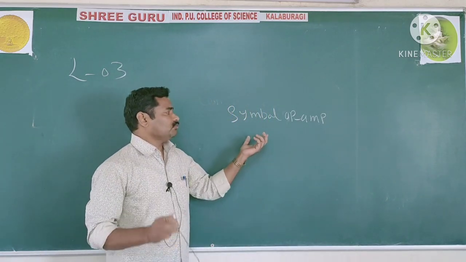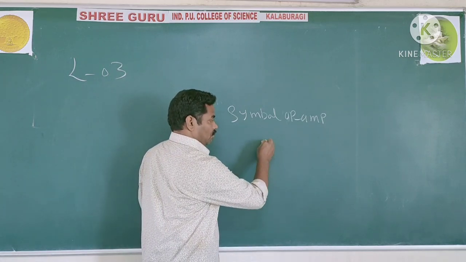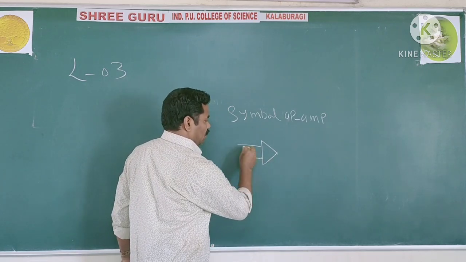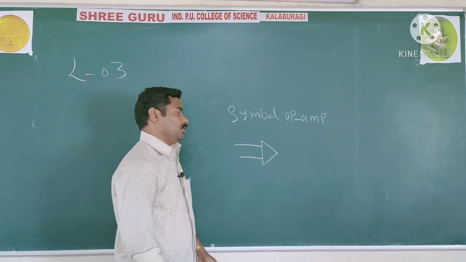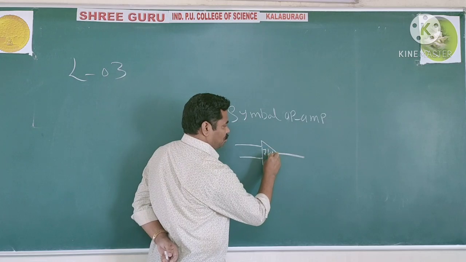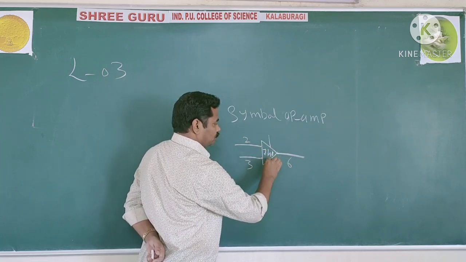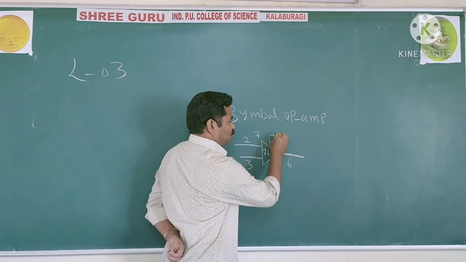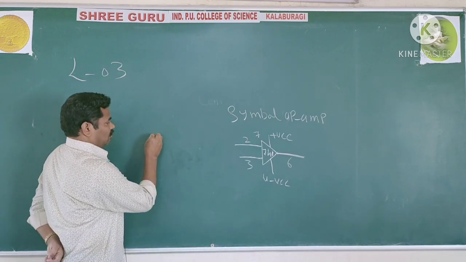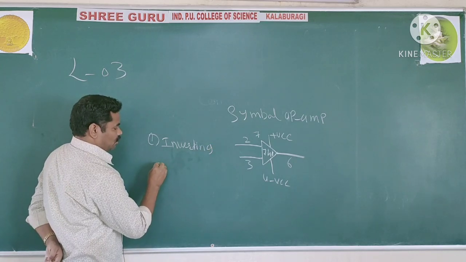Now we will go for the symbol of your op-amp. As we know, every instrument, every device has its own symbol. And in your op-amp, you have 5 important terminals, and here it is the IC 741 you are studying. The symbol for the op-amp has pin number 2, pin number 3, and pin number 6. And here we apply pin number 7 to the positive VCC and pin number 4 to the negative VCC. And here I will write once again: pin number 2 is called the inverting terminal, and pin number 3 is called non-inverting.